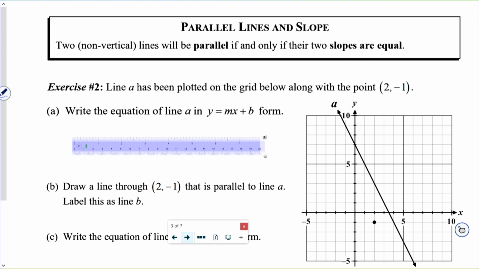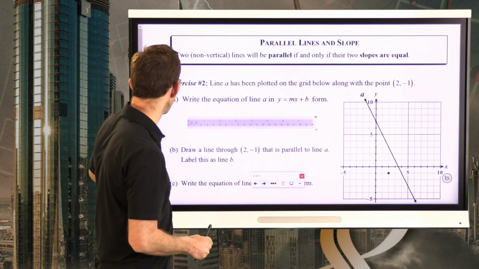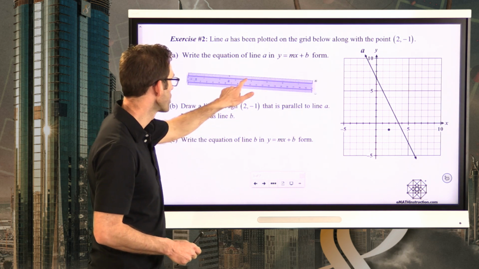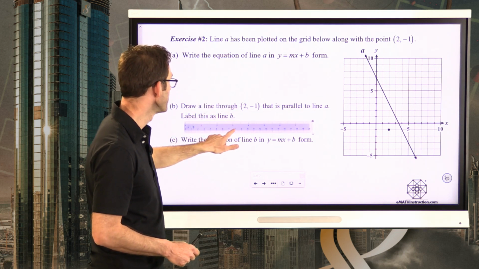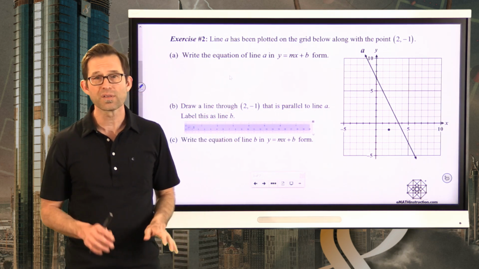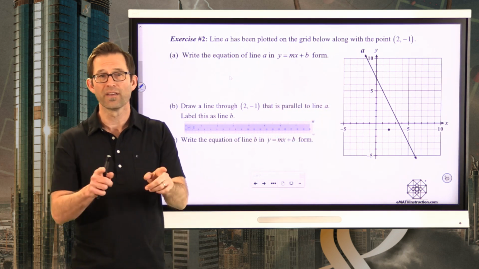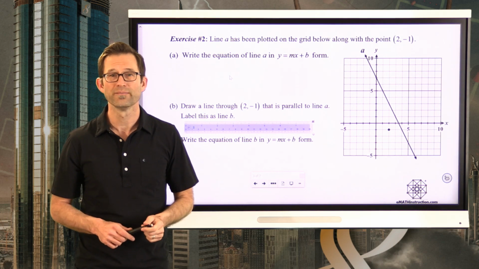Line A has been plotted on the grid below along with the point (2, -1). Letter A: write the equation of line A in y = mx + b form. Awesome. Let me move this up a little bit so you can see the entire grid. All right, so what I'd like you to do is pause the video and try to come up with the equation of line A. Done that plenty, including in this lesson, so go for it.